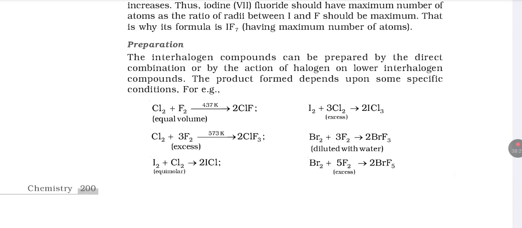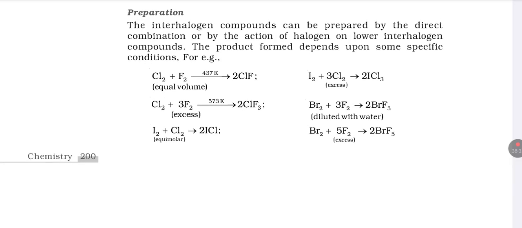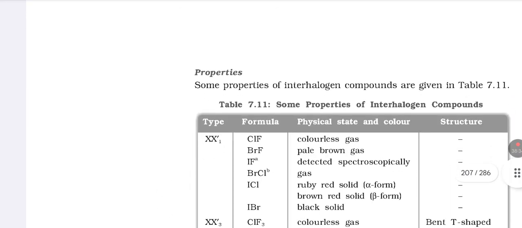Preparation. The interhalogen compounds can be prepared by direct combination or by action of halogen on a lower interhalogen compound. The product formed depends upon some specific conditions.